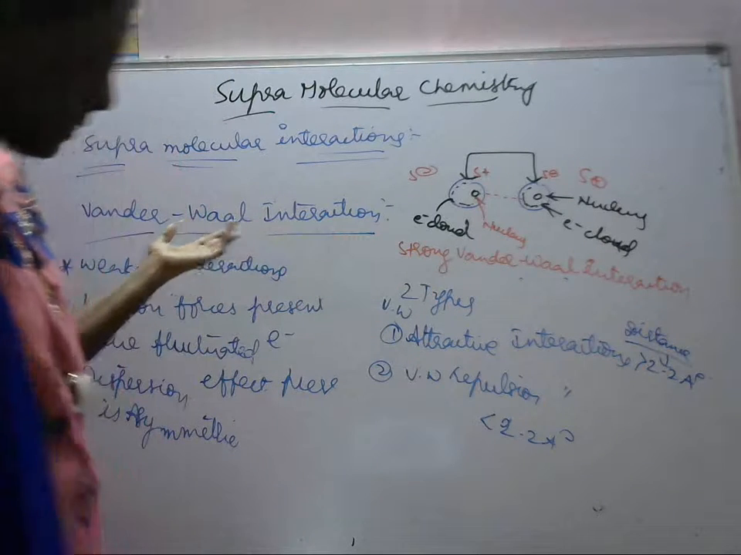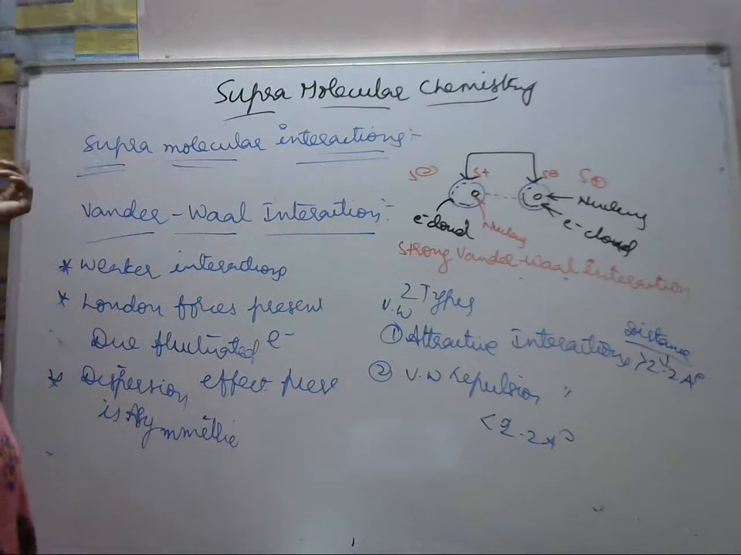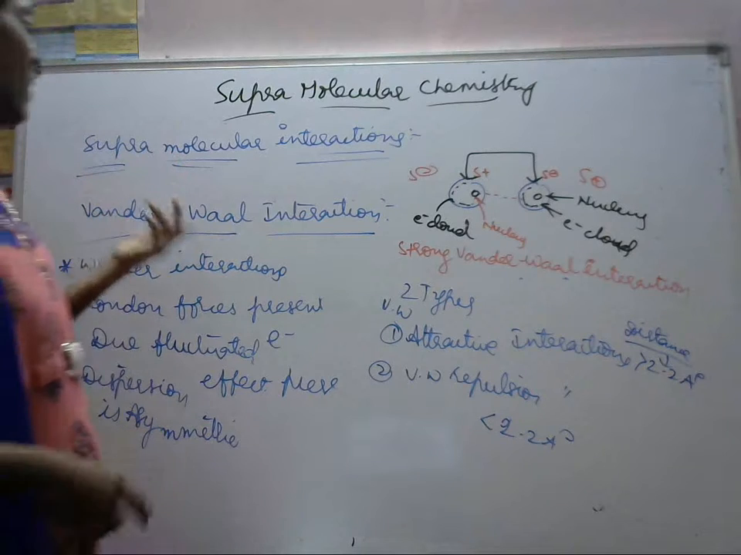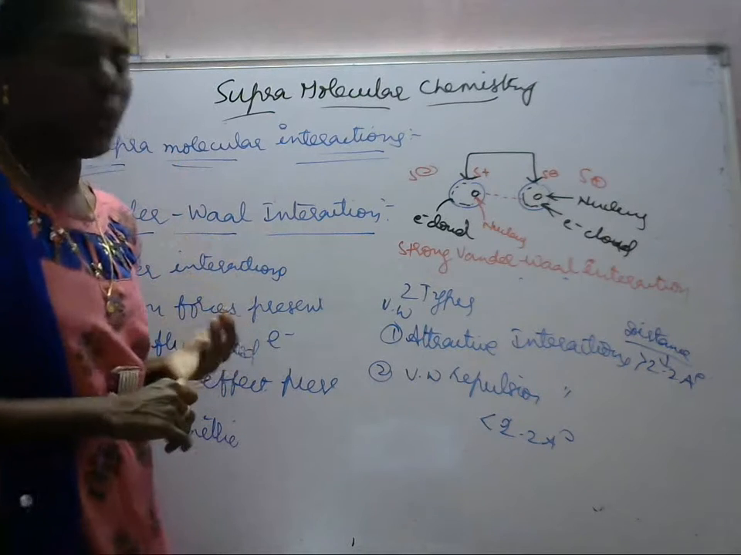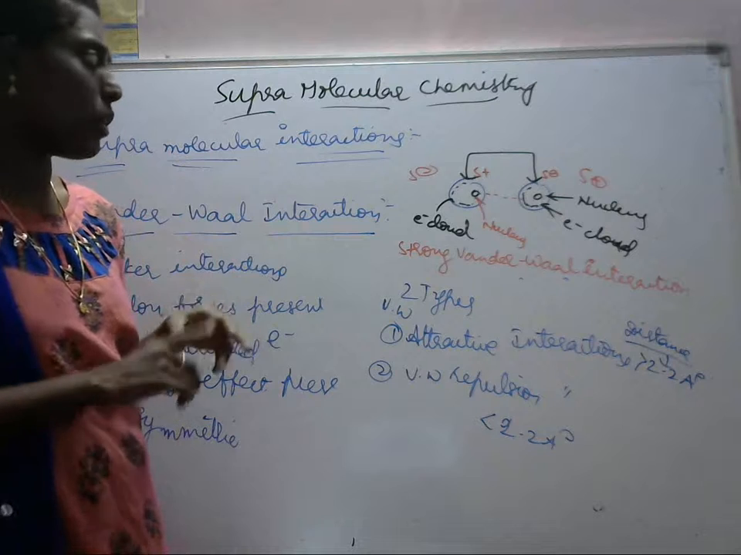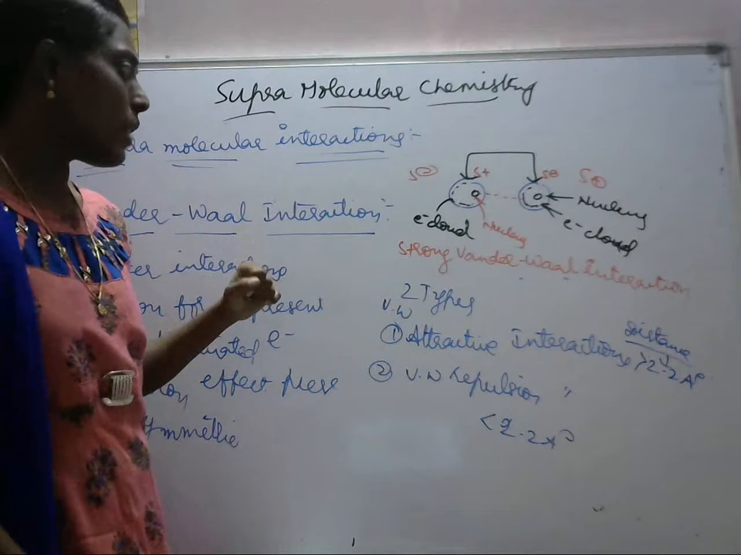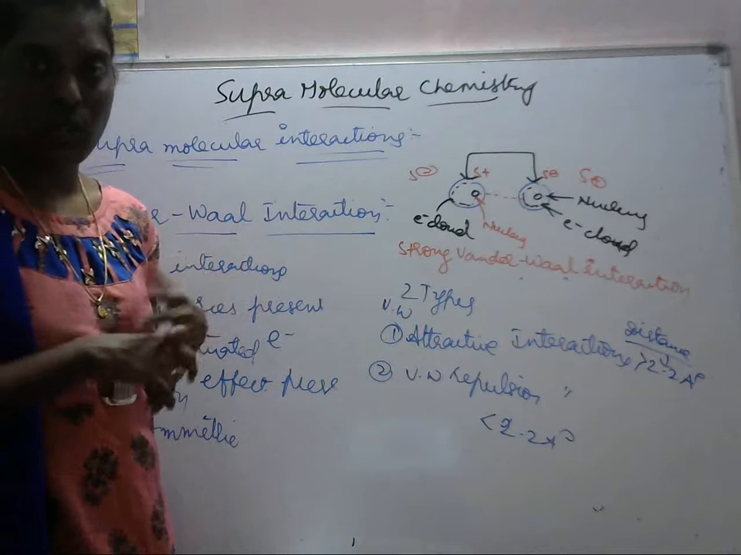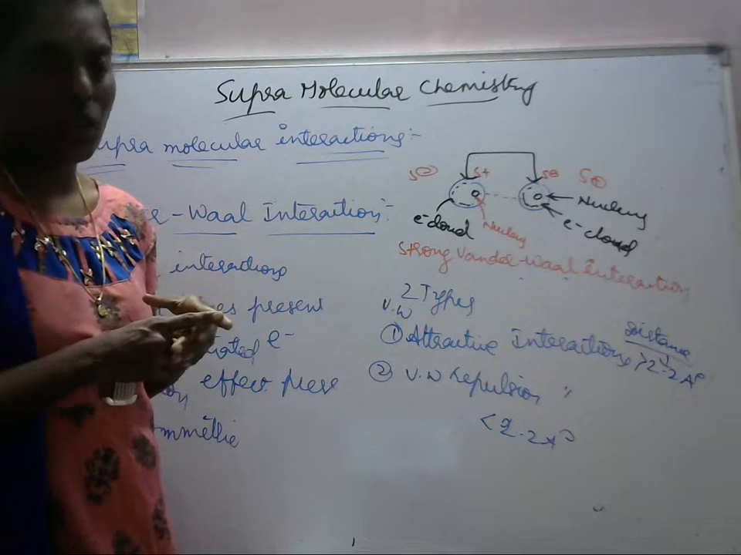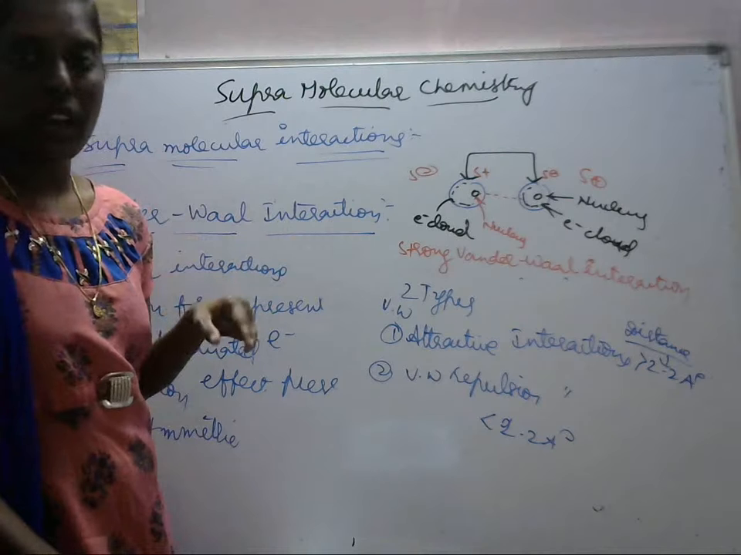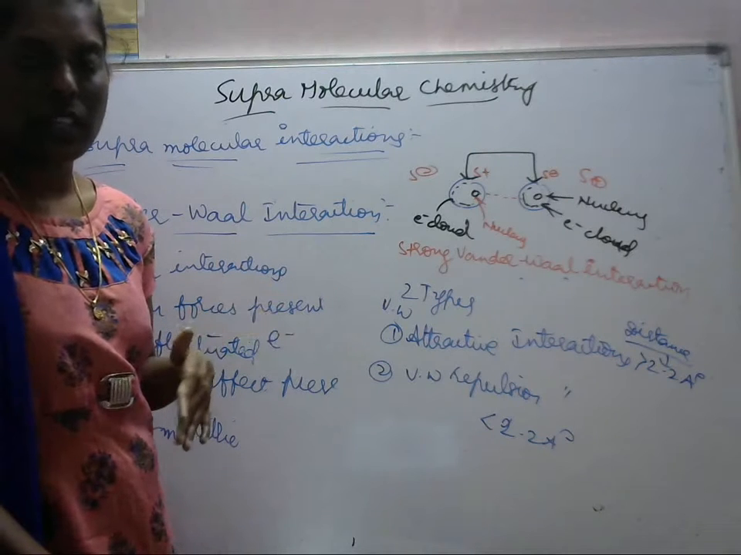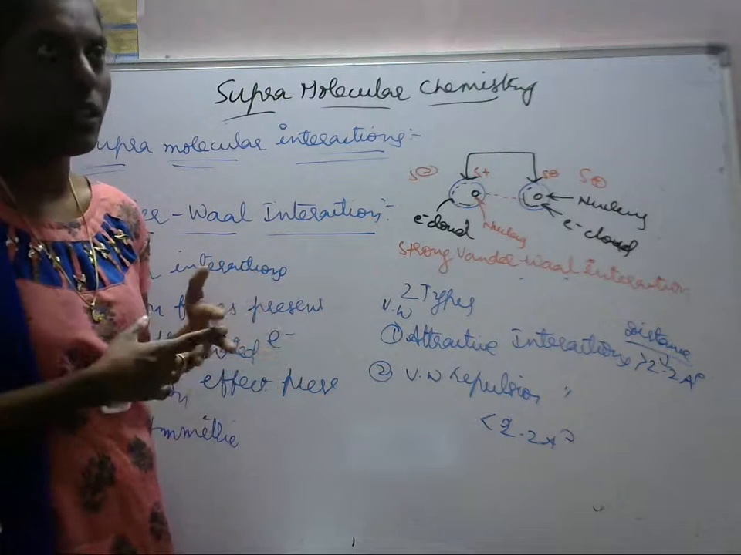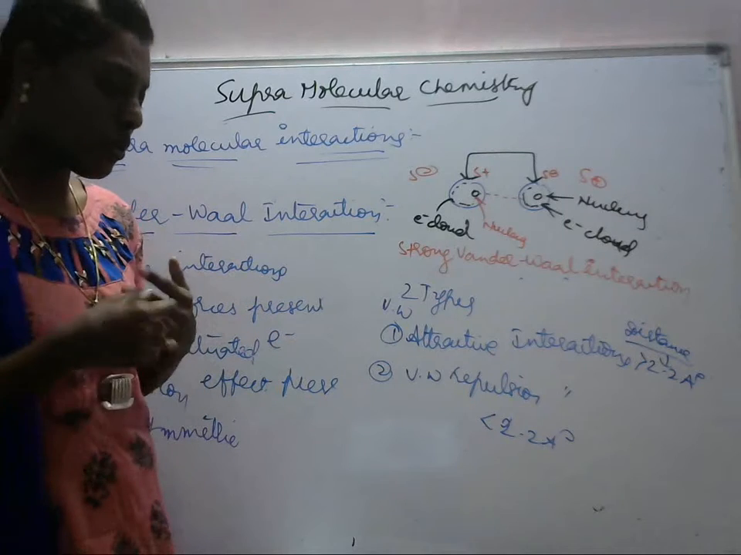So next, in this class we have discussed pi interactions, hydrogen bonding, and van der Waals interactions. Hydrogen bonding is present between the hydrogen bond donor and acceptor. One acts as a donor and the other acts as an acceptor, so there is interaction between the hydrogen bond donor and the hydrogen bond acceptor.